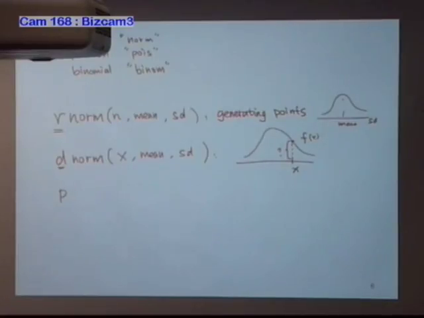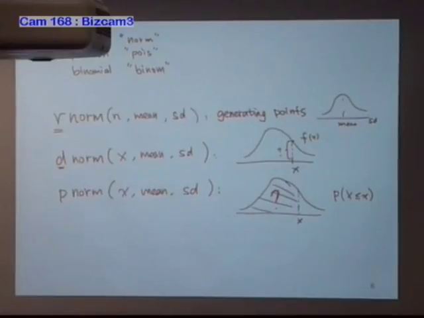There's a p norm. P norm does the probability calculating. So you tell me x, I'll tell you what's the area here. That's basically the probability. Yeah? So you need to tell me x, mean, standard deviation. I'm not giving you the height, but the area all the way to the left.